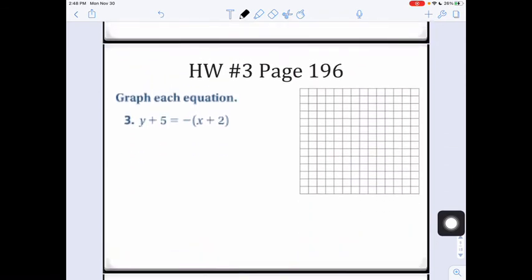On page 196, we have number 3 as our next U-Try. So graph the equation y plus 5 equals negative x plus 2. Again, remember, whatever you see here, you're going to use the opposite. So although you see a plus 5 and a plus 2, the point-slope form is y minus. So be careful with what you pick as your x1, y1.